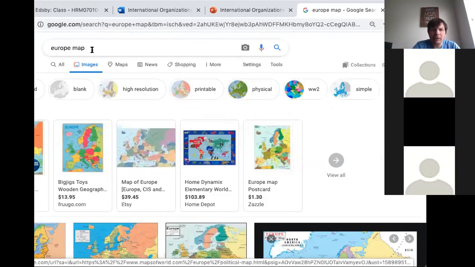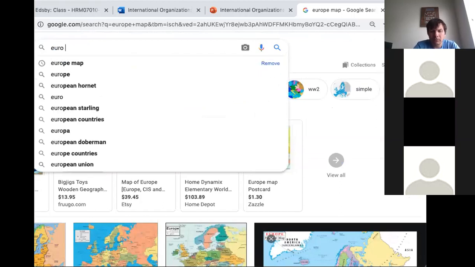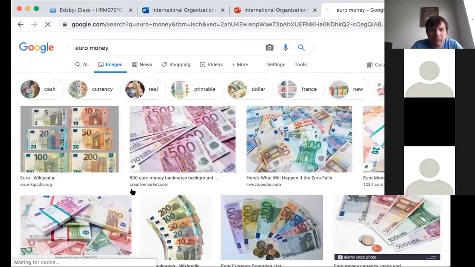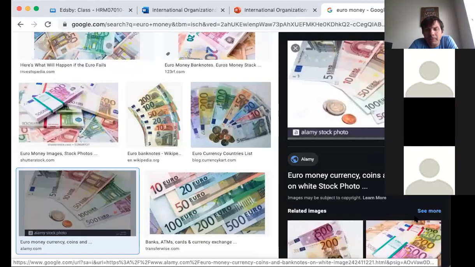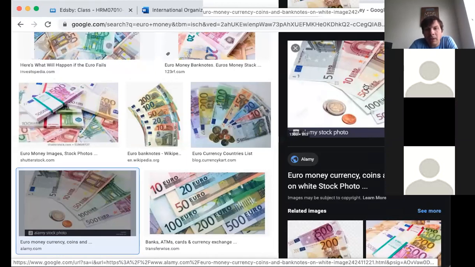Something else the EU created, you know what the euro is? It's money. You guys see my screen here? Coins. Where is this good? Where can I spend this? Anywhere in Europe. If I'm in France, they'll take this. If I'm in Germany, they'll take this. If I'm in Poland, they'll take this.